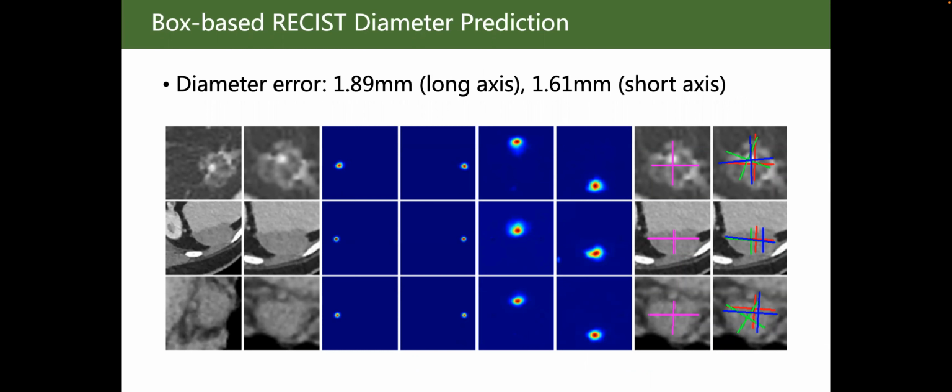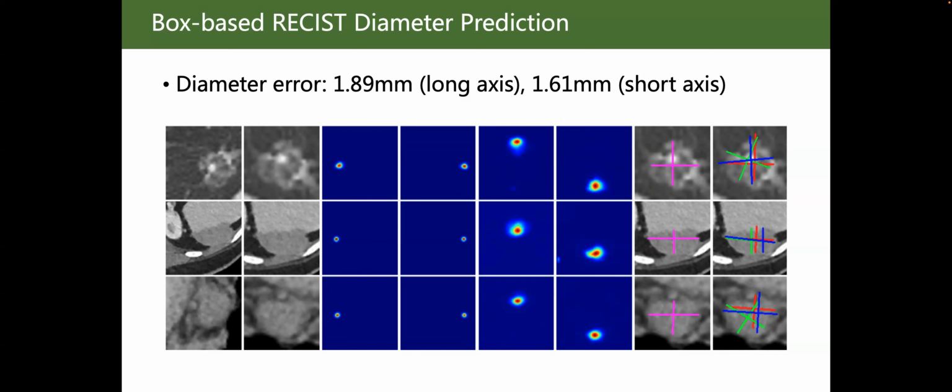This shows the results of the proposed method. The mean diameter errors on the DeepLesion test set are 1.89 millimeters and 1.61 millimeters for the long and short axis respectively.